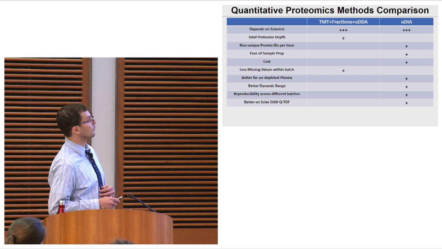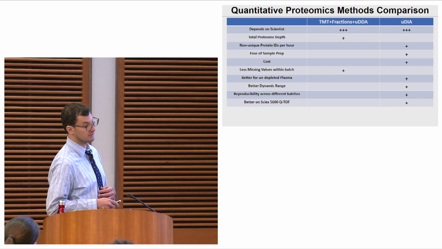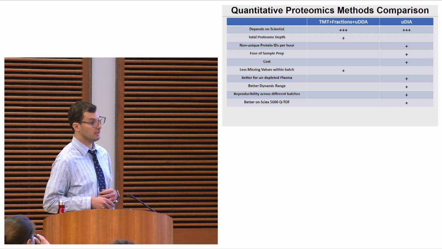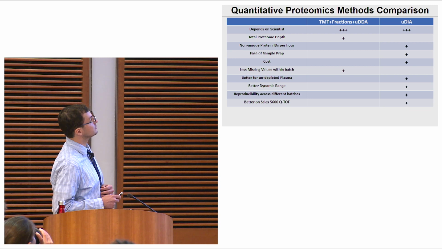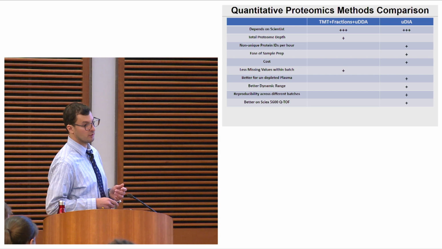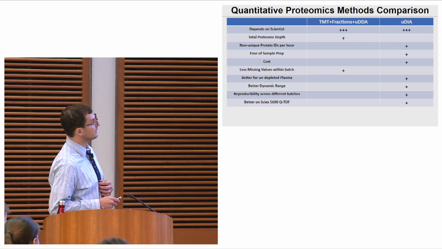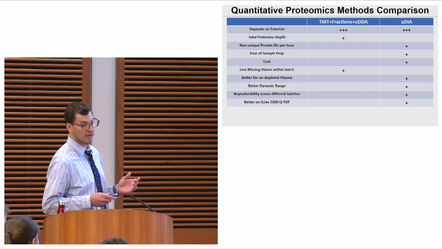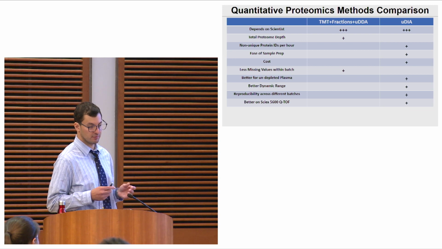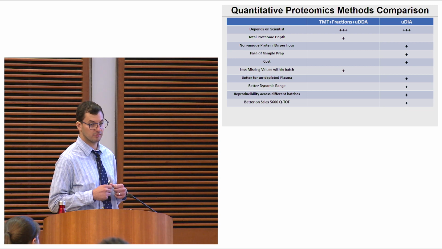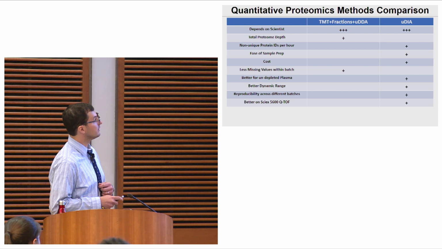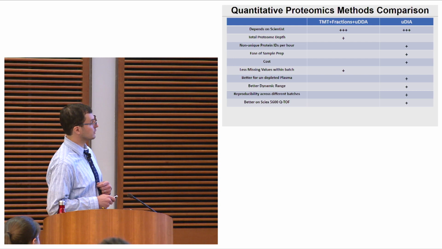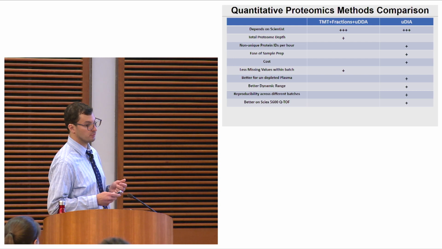It was also pretty clear that the total proteome depth you can get with DDA and TMT is definitely greater than what you can get with DIA. But DIA is better in the number of proteins you get per hour, though most of those are repeat identifications of the same thing. It's also better in cost and the ease of sample prep. People said that there's less missing values with TMT within the batch, within the 10-plex or 11-plex, because whenever you fragment a peptide, you're going to get a reporter ion for that peptide. But they also said that DIA was better for undepleted plasma, and that it had a better dynamic range and better reproducibility across different batches of samples.